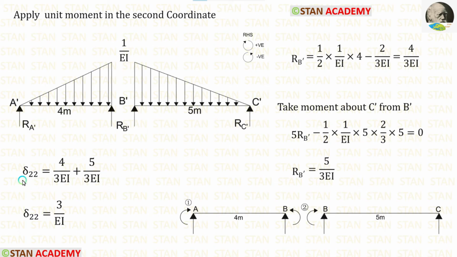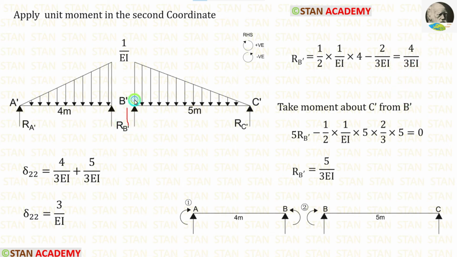Now let us calculate delta 22. For that, we have to find RB dash in both of the beams. First, let us find RB dash in the beam A dash B dash. Here we can easily calculate RB dash by taking the total load. Here the total load is the area. We have already calculated the area in the previous step. The total load minus RA dash, we will get RB dash.